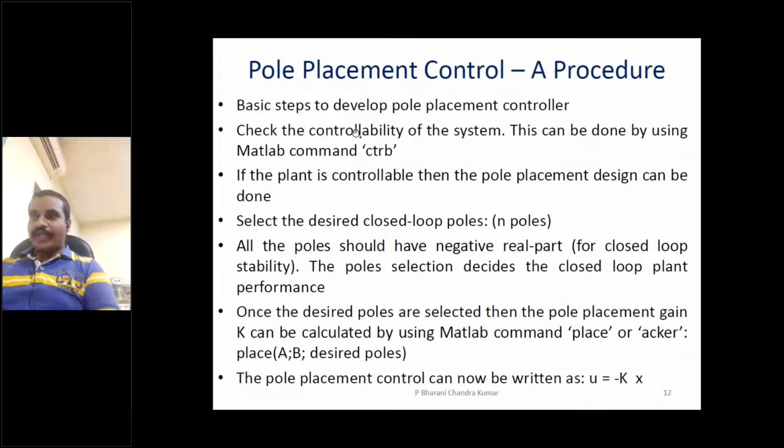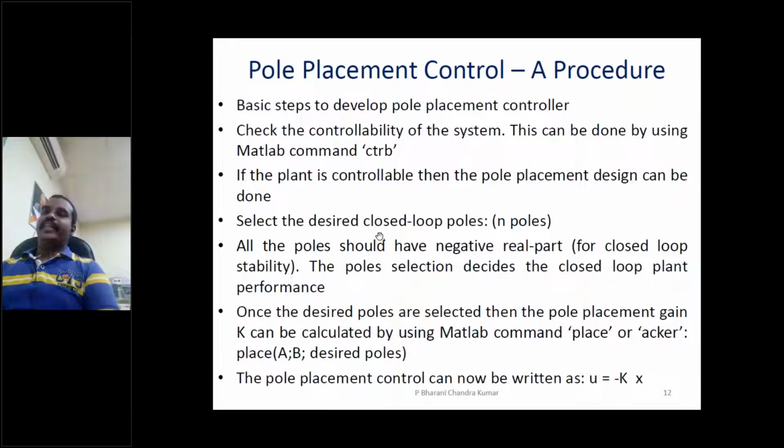So these are the basic steps involved in the procedure for developing the pole placement controller. First of all, you have to check the controllability of the system. If the system is completely controllable, then only you can place all the poles at the desired location. You can use the CTRB MATLAB command. We will see how to do this. If the plant is completely controllable, then the pole placement can be designed.